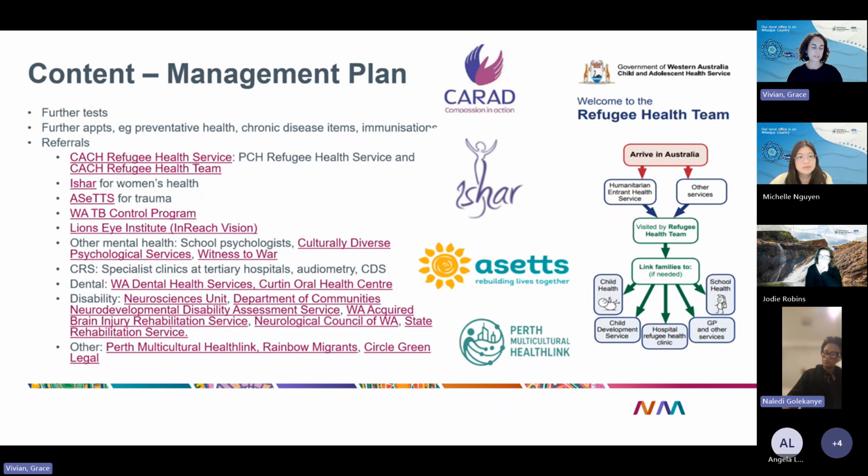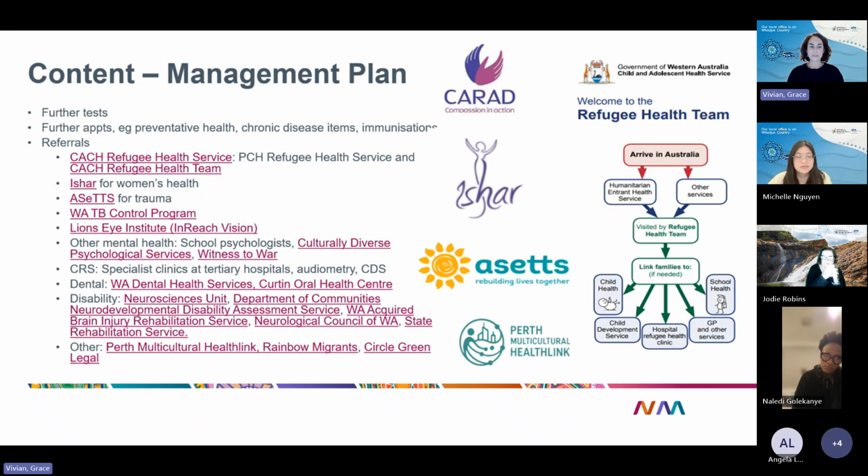ASSETS stands for the Association of Services to Torture and Trauma Survivors. There's an equivalent in each state. Again, they do an excellent job of meeting the needs of our clients. You don't need a Medicare card to see them. There isn't a time limit for when our patients can go to see them.